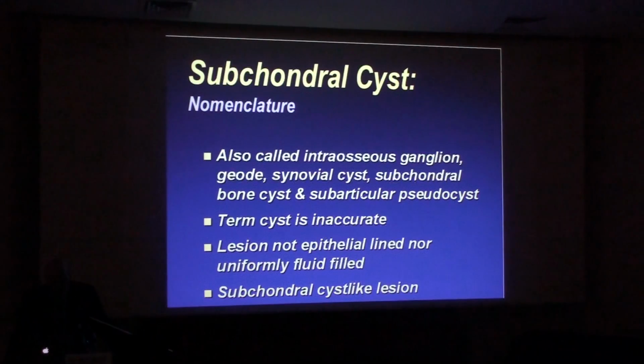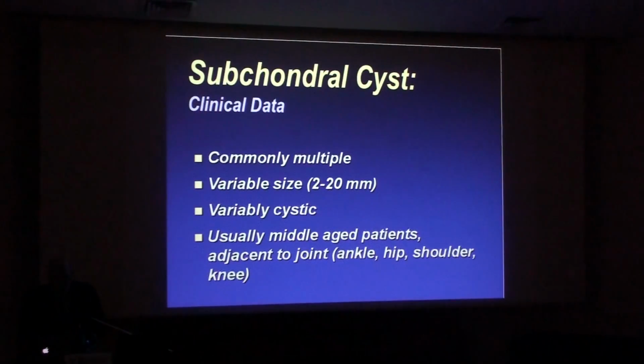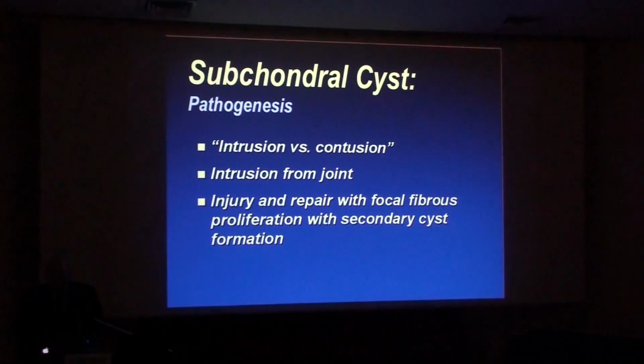More recently, it's been called a subchondral cyst-like lesion, and I kind of like that name, and I beat the fellows and residents into using it because, again, the initial terms are really not all that good to describe it. What we can say with confidence is that they're usually multiple, they're extremely common, they have variable cystic appearance, and we usually see them in older patients adjacent to certain joints, and they're typically associated with degenerative disease.